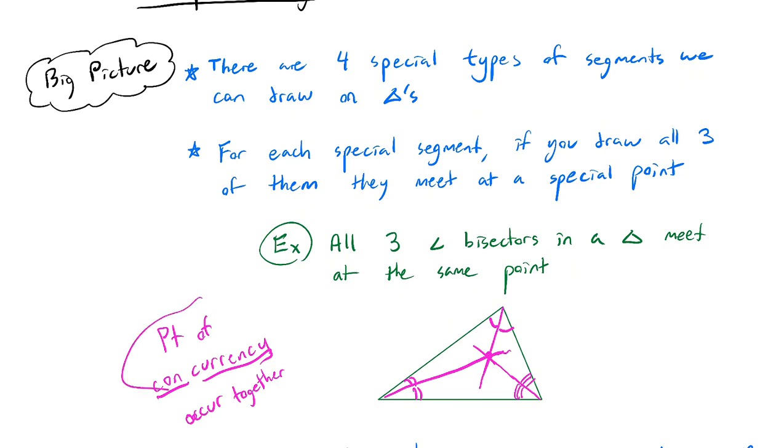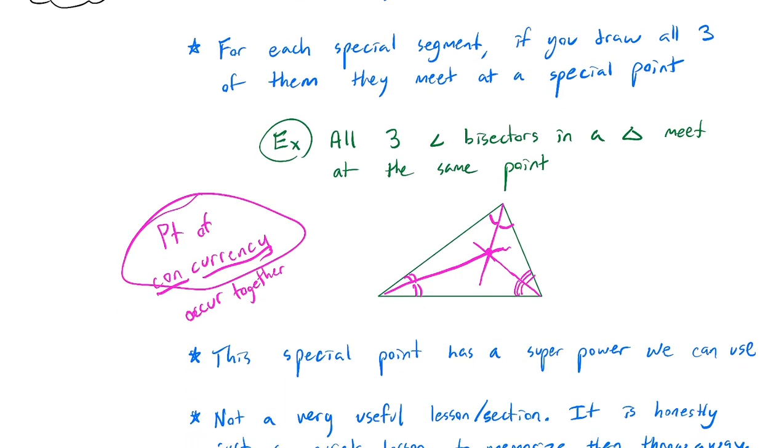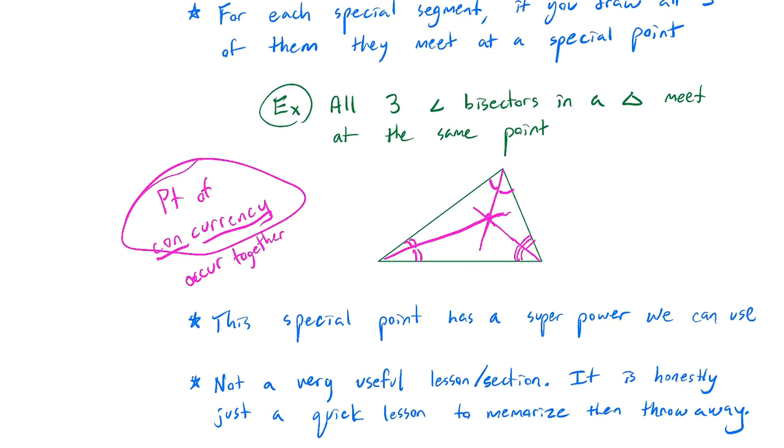So that's called a point of concurrency, and that's what we're going to be talking about here. Each of these points of concurrency kind of has a superpower, and then the book problems are pretty straightforward. They're like, use this superpower, apply it to this problem, and do algebra. And then we do some interesting proofs with congruent triangles and CPCTC.